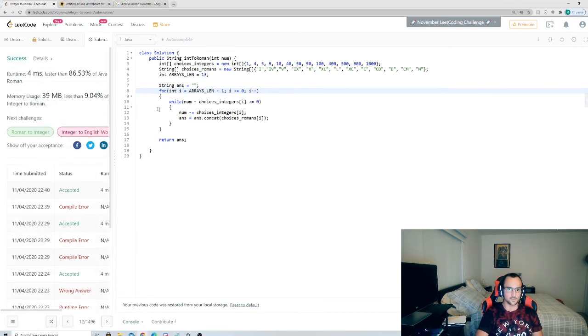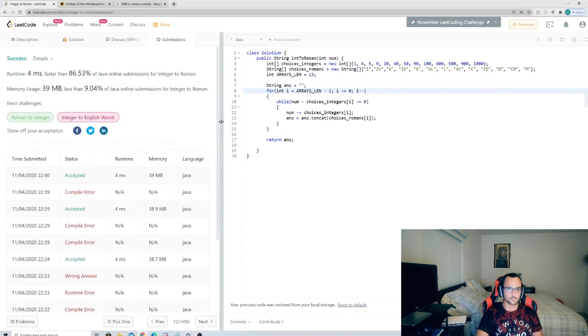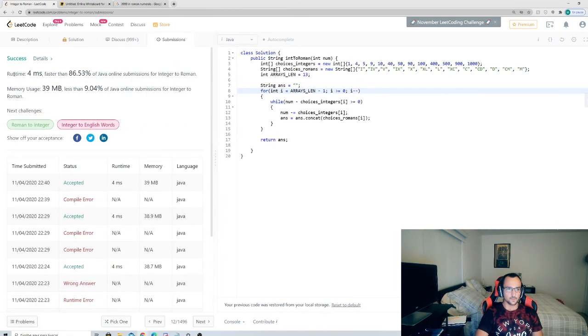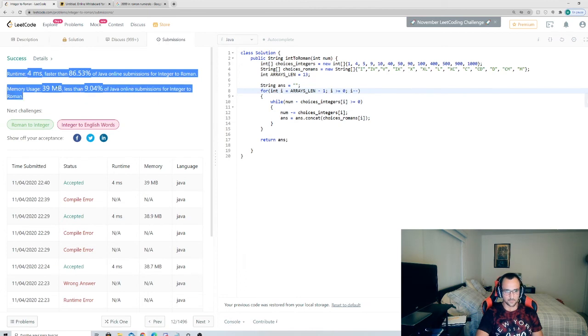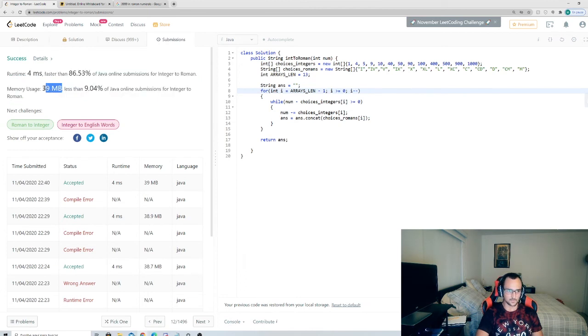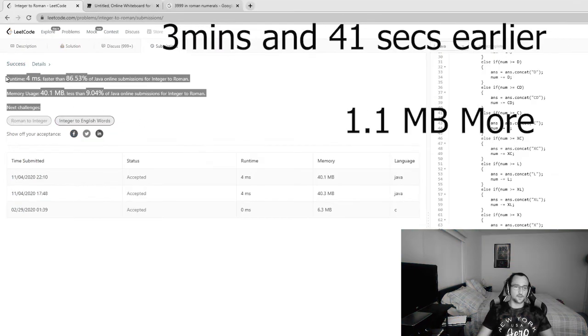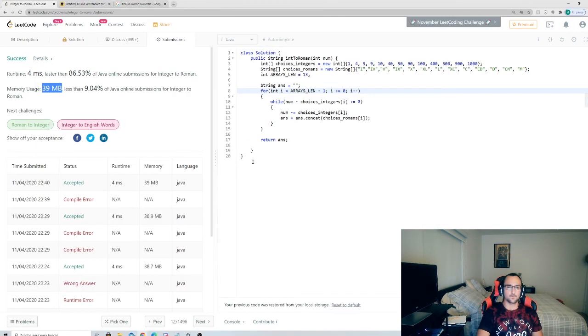And as you can see, our runtime is 4 milliseconds, similar to the other one, and this one uses, I think, the same amount of memory, more or less, maybe a little bit less. This is quite a decent amount of memory. But overall, this is a much cleaner looking solution. So if you're in an interview and they ask you this question, make sure you give them this solution, because this solution is the cleaner one.